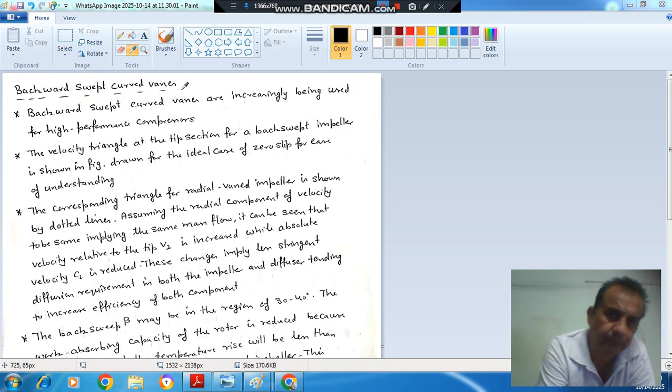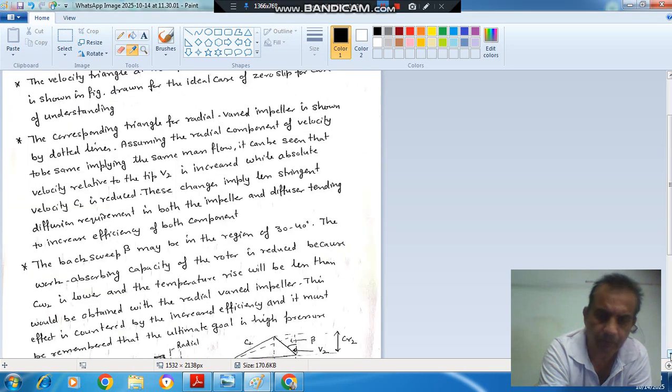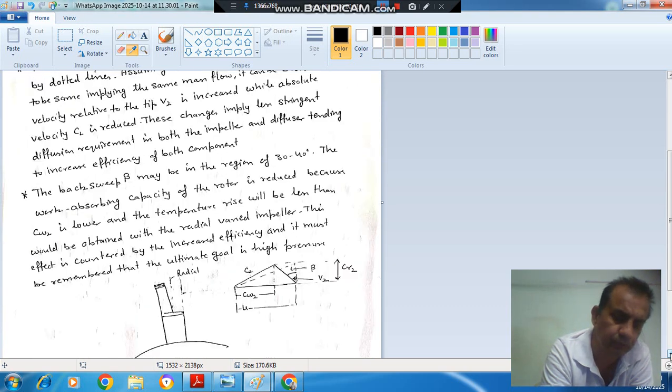So we derived relationships for stagnation pressure ratio, stagnation temperature ratio, work done, and power required using radial curving. Now we will consider the case of backward swept curving. Backward swept curvings are increasingly being used for high performance compressors. I will read it point by point and explain each point.